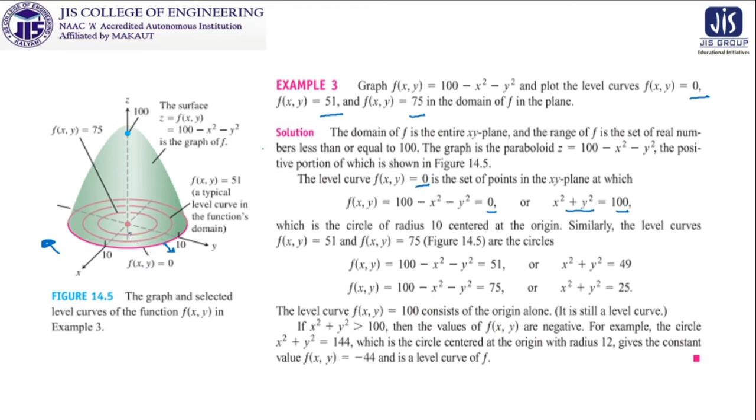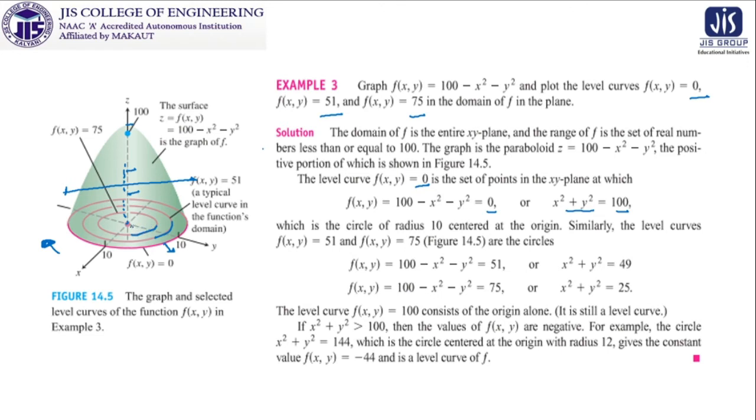But if you want to think what is f(x,y) equal to 51, then you have to find out the value of 51 on this particular z-axis. Suppose this is the value of 51 here, because the top is 100. Suppose it is 75 and it is 51. So for this, you will have to cut this surface, and then project this particular cross section onto this xy plane, and you will get that f(x,y) equal to 51 will be nothing but this circle. Similarly, f(x,y) equal to 75 will create this circle.